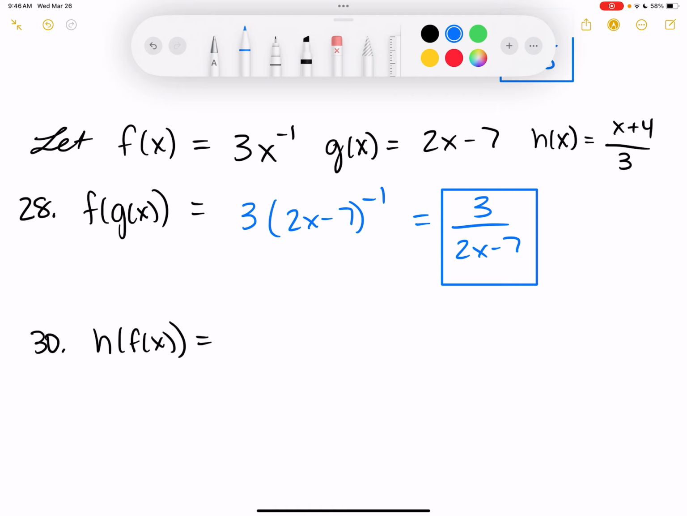Well, we put the f of x in for the h of x. So 3x to the negative 1 goes in for x in h of x. So I've got 3x to the negative 1 plus 4 over 3. So this is 3 over x plus 4 over 3.